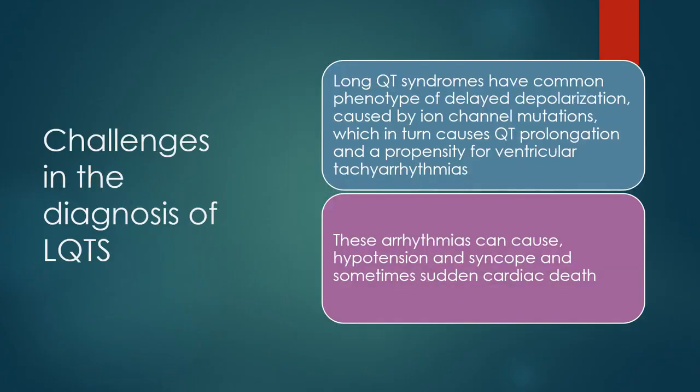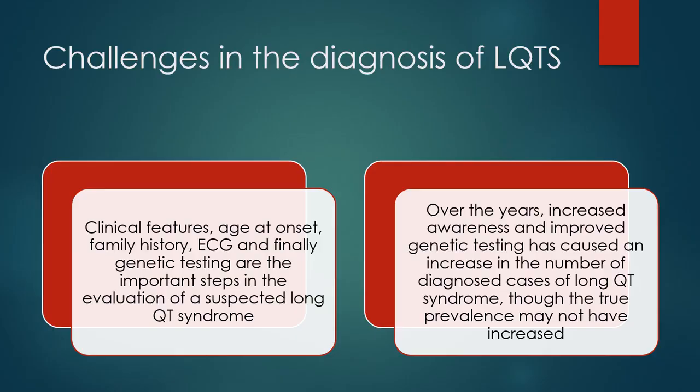Long QT syndromes have common phenotype of delayed repolarization caused by ion channel mutations, which in turn causes QT prolongation and a propensity for ventricular tachyarrhythmias. These arrhythmias can cause hypotension and syncope and sometimes sudden cardiac death. Clinical features, age at onset, family history, ECG, and finally genetic testing are the important steps in the evaluation of a suspected long QT syndrome.